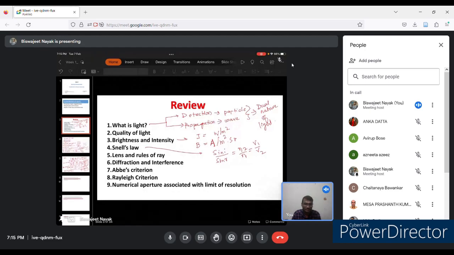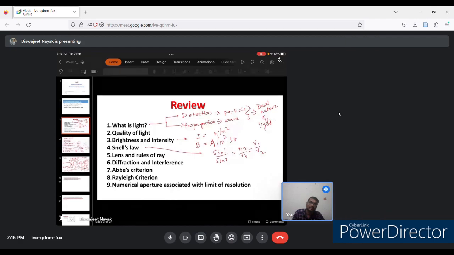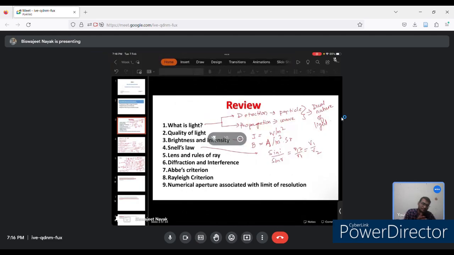As we all know, we use this word scattering very casually, but it has a lot of subsections. Like as we say, one has a superset, and it has a small subset of it. So diffraction and interference are subsets of this scattering. So next is Abbe's criterion.